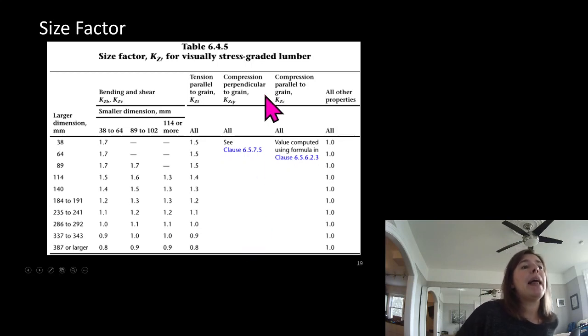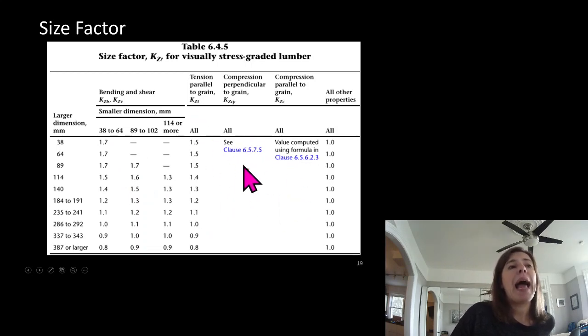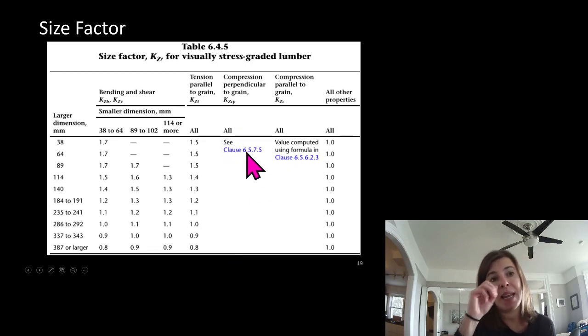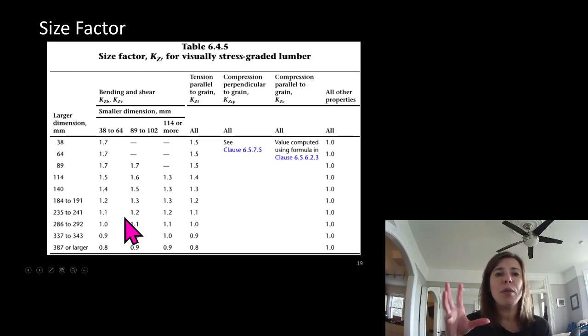Size factor. Basically, for a small piece of lumber, they figure you can see all the flaws. So we're going to increase for bending somewhat. Compression has another separate little clause for it, and it's actually an equation that I'll show you in a minute in the compression slide. But for bending, we get to increase the strength. But as we get down into really large pieces of lumber, the fact that there could be a major knot hiding inside it that we can't see, the odds of that go up. So we actually decrease the strength a little bit for bending.